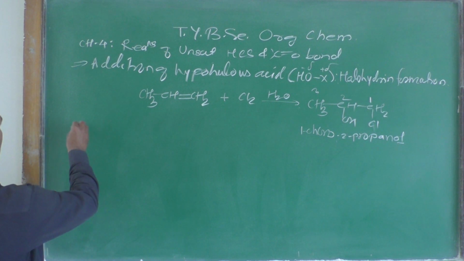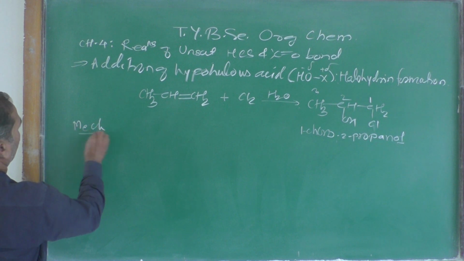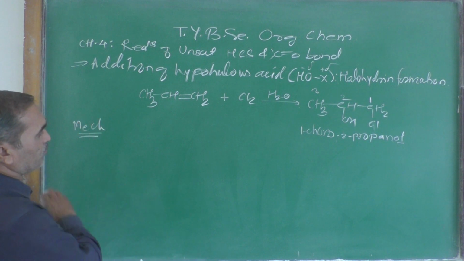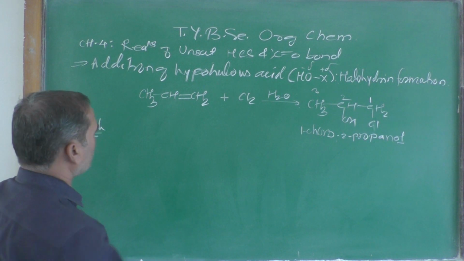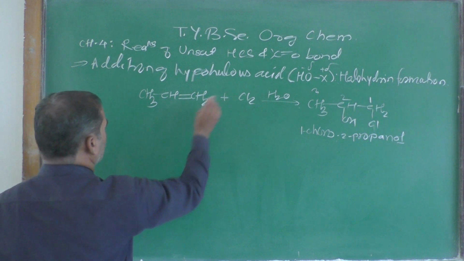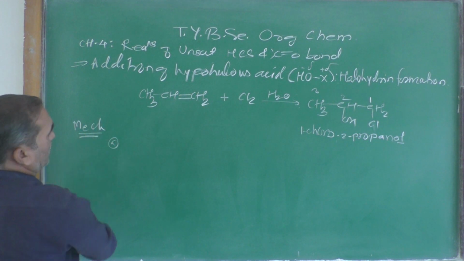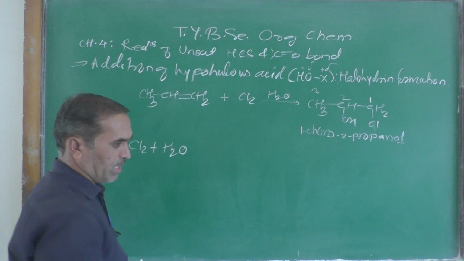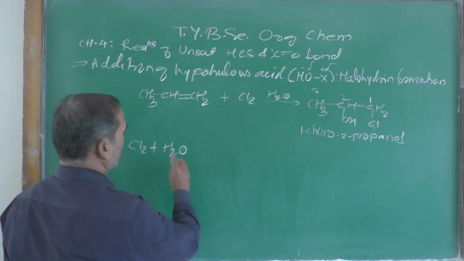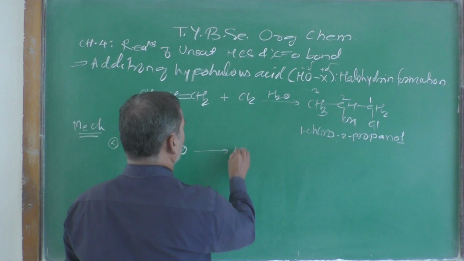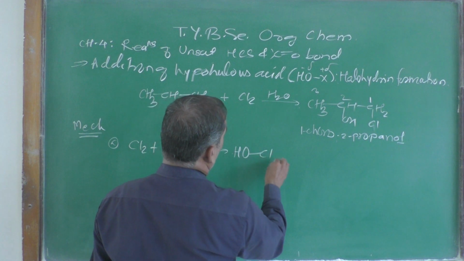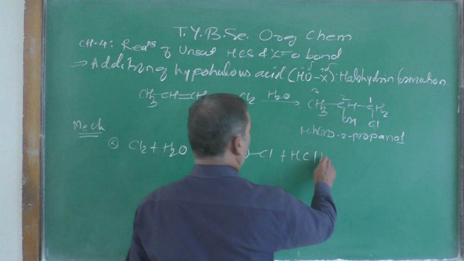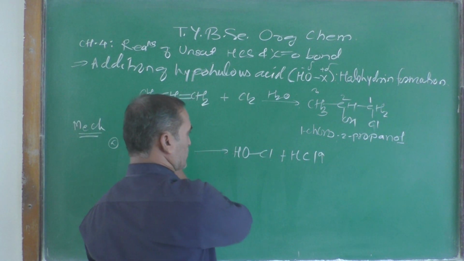Now let us look at the mechanism of this reaction. As we know, it is the language of organic chemistry, so let us see how the mechanism takes place. First step, what is happening? Cl2 is treated with water, chlorine gas passed through that water. What is going to happen? You are going to get HOCl plus HCl. HCl fumes go into the atmosphere, and hypochlorous acid is formed.